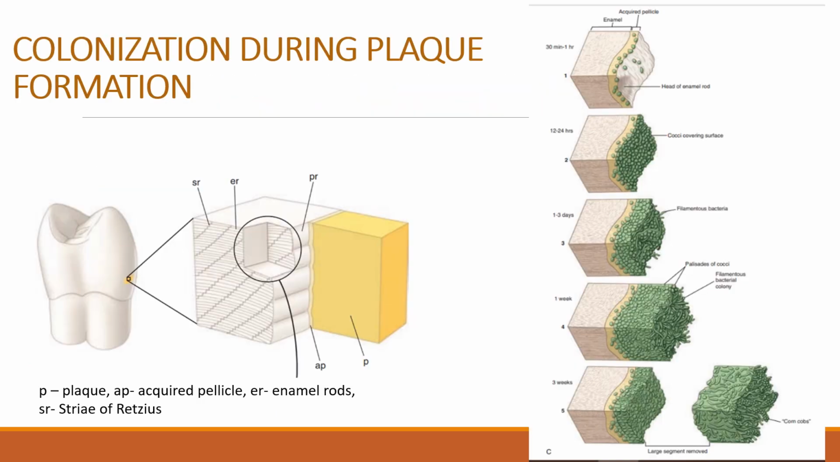Here is a diagrammatic illustration of the colonization during plaque formation. Like we discussed earlier, plaque biofilm formation is a highly organized and ordered sequence of events. So on your left, you see a simple image which shows a plaque biofilm attached to the enamel in a smooth surface, non-cavitated lesion. And on your right, you see various stages in the colonization during plaque formation.